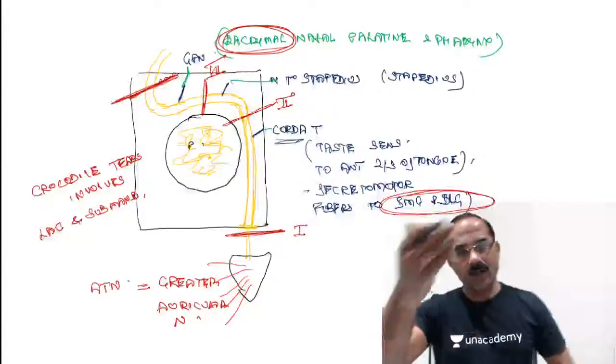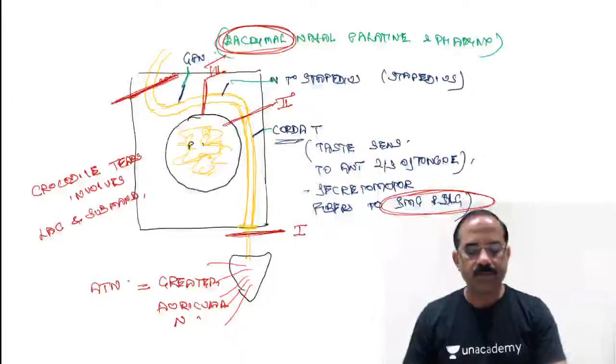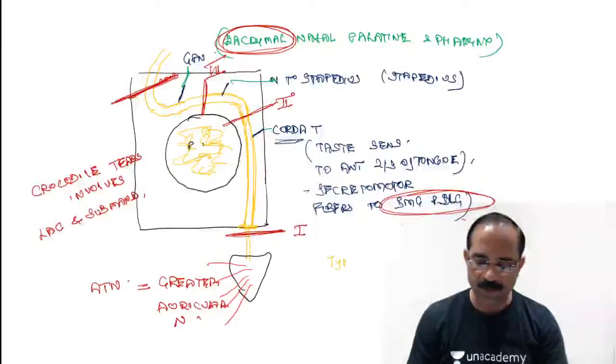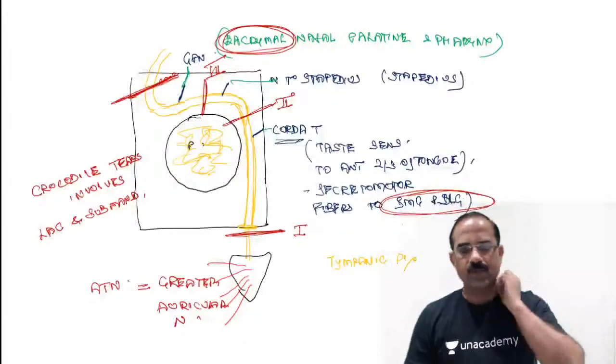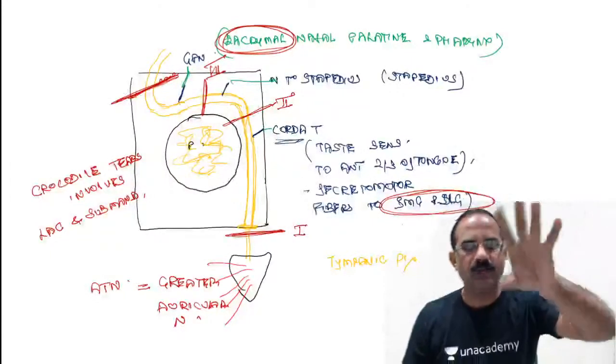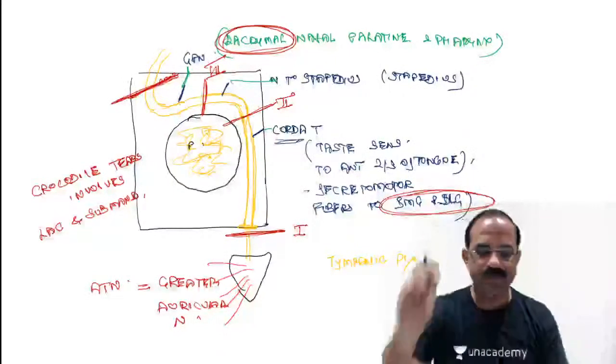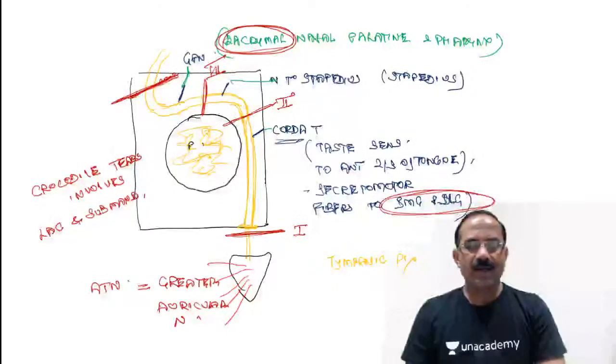There's someone lying on the promontory. And what is that plexus of nerves known as? The tympanic plexus. Okay, so there's a plexus which lies on the promontory, and that is known as the tympanic plexus. This tympanic plexus belongs to which nerve?